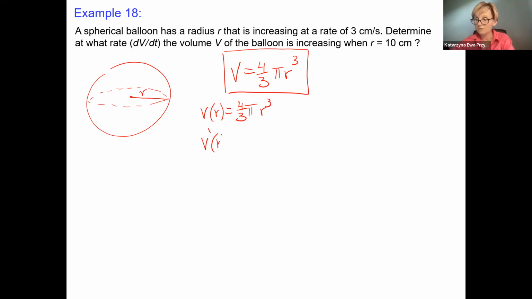And what will be the derivative? This is still old stuff. What's the derivative of 4/3 pi r cubed? R is a variable. Yeah? This is R. Let's say the volume depends on R.